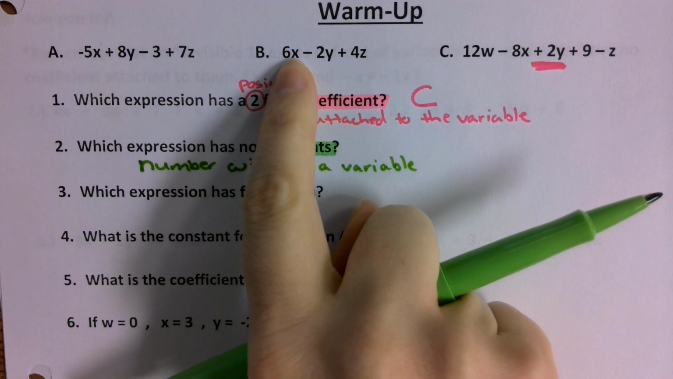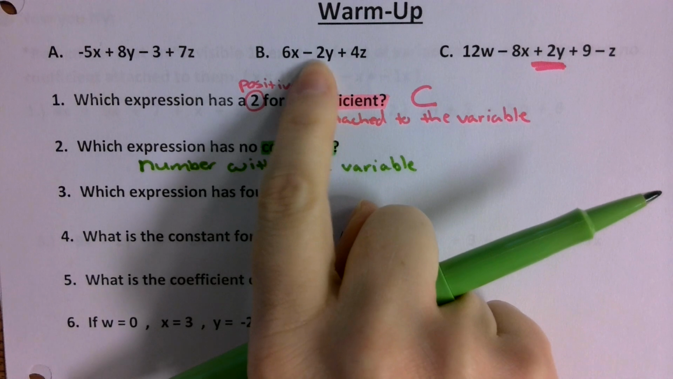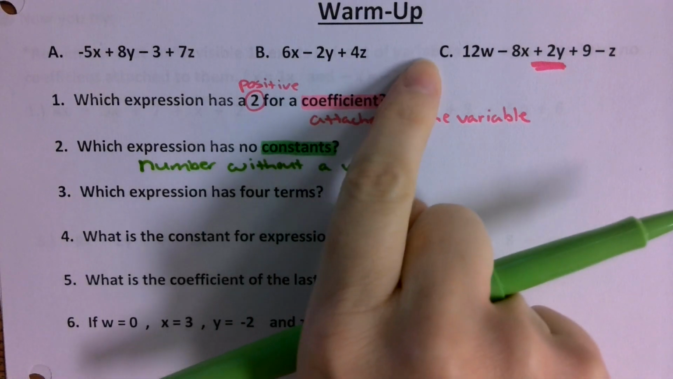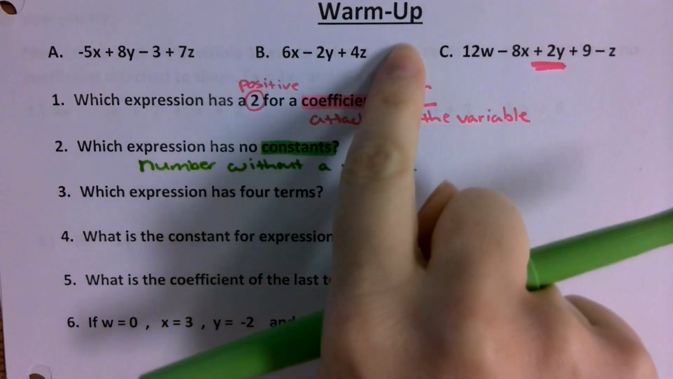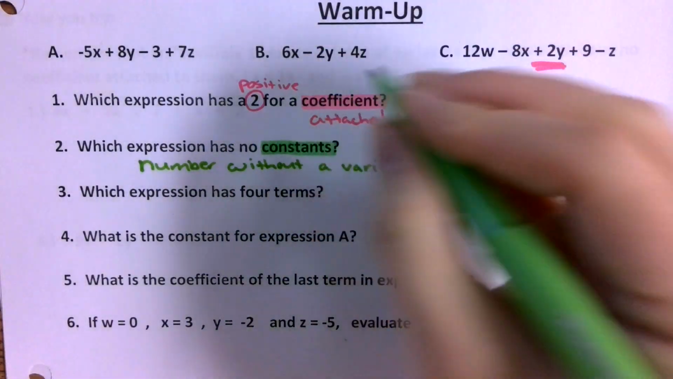Yeah, we've got a 6, but that's a coefficient. It's attached to a variable. That minus 2 is attached to a variable. That plus 4 is attached to a variable. We don't have any numbers that have no variables attached. So expression B has no constants.